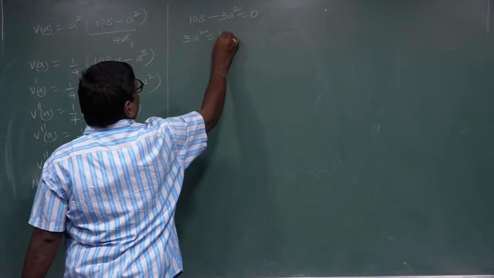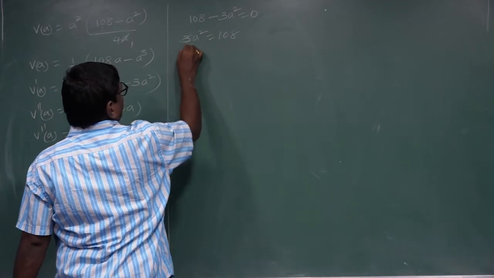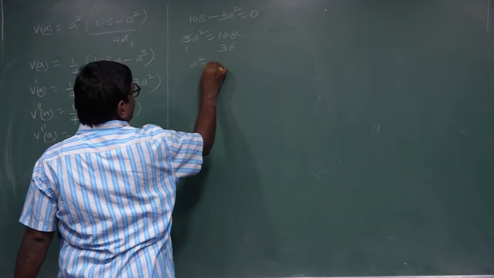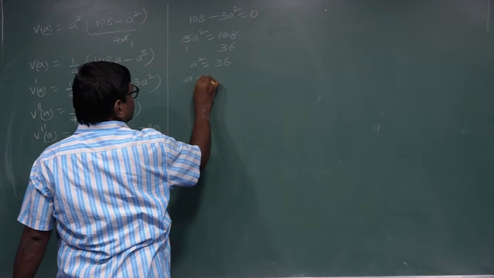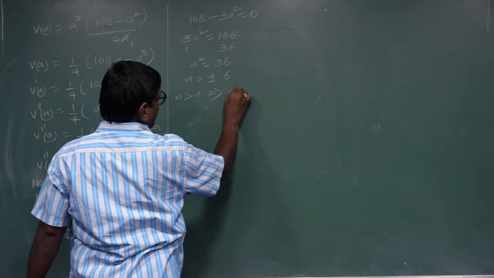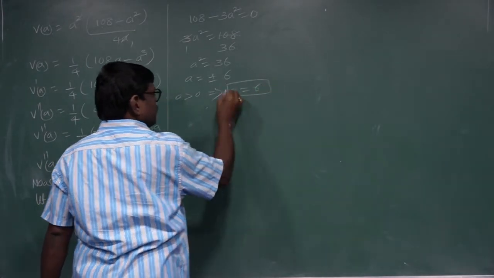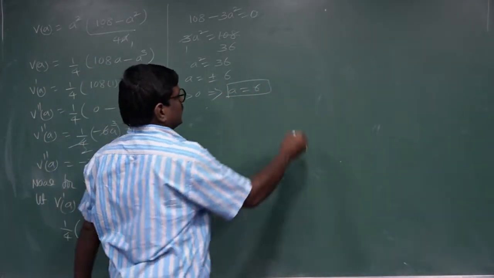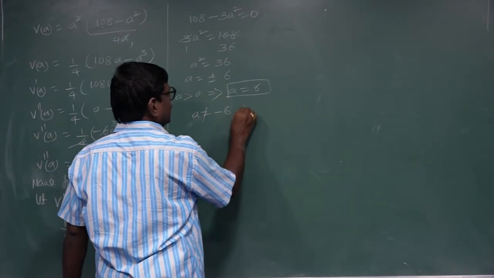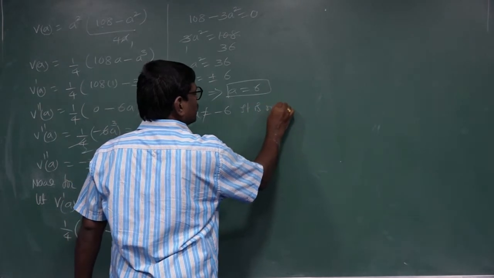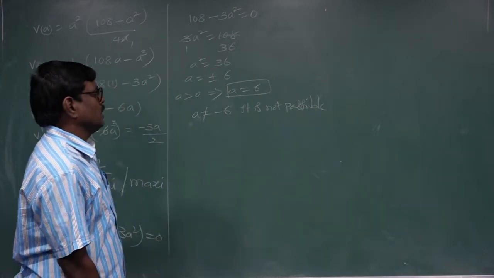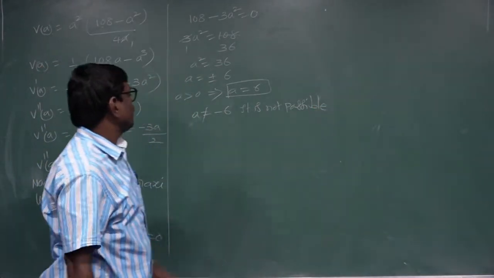3A square equal to 108. A square equal to 36. A is equal to plus or minus 6. A greater than 0 implies A equal to 6, since this is a positive area. A equal to minus 6 is not possible.